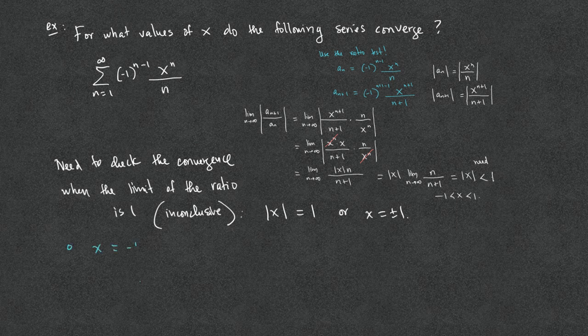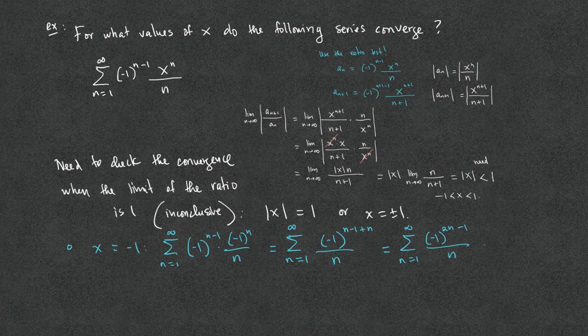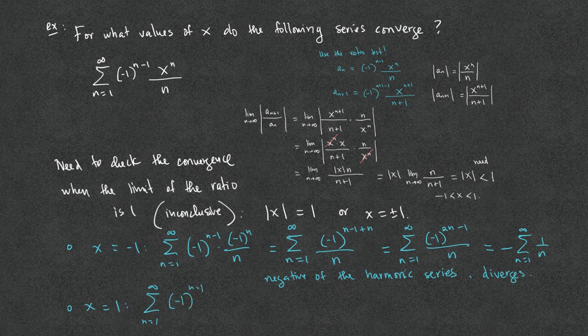When x equals -1, we plug -1 into x in the series and then we simplify. We see that the series is now (-1)^(n-1) times (-1)^n over n, which is simply the negative of the series 1 over n. This is the negative of the harmonic series. It diverges.